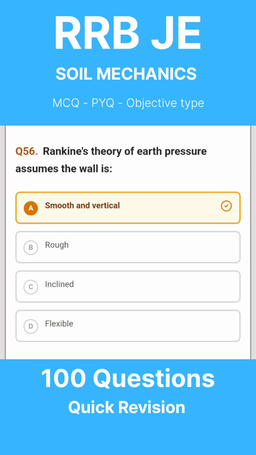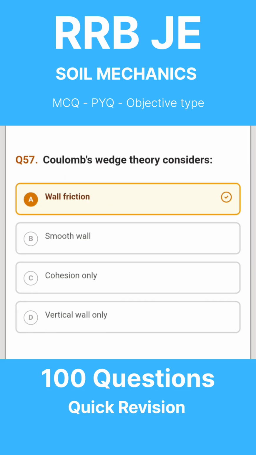Question 56. Rankine's theory of earth pressure assumes the wall is? The correct answer is smooth and vertical. Question 57. Coulomb's wedge theory considers? The correct answer is wall friction.